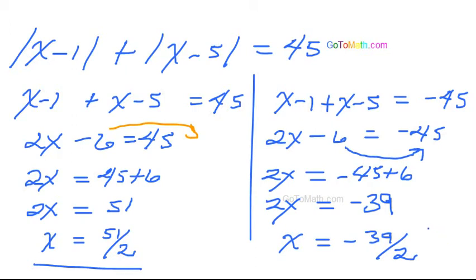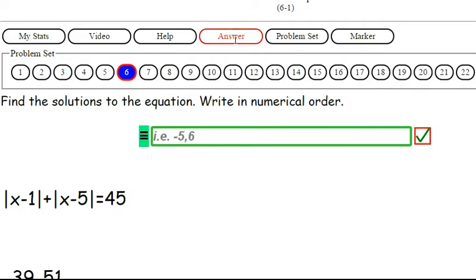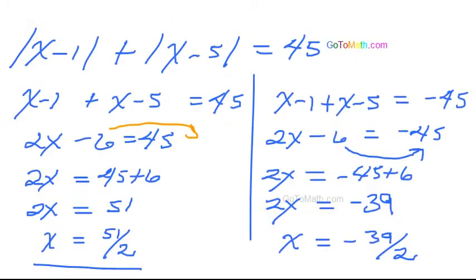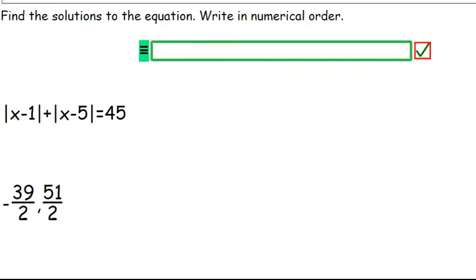Negative 39 over 2. And you can always take these, plug them in. Alright, believe it or not, 51 here, 51 over 2 here. That should give you 45. And you can always test that out there. Alright, so let's go back. Let's make sure negative 39 over 2 and 51 over 2. Yep. Alright. And then of course we can plug those in. 39 over 2, comma 51 over 2.